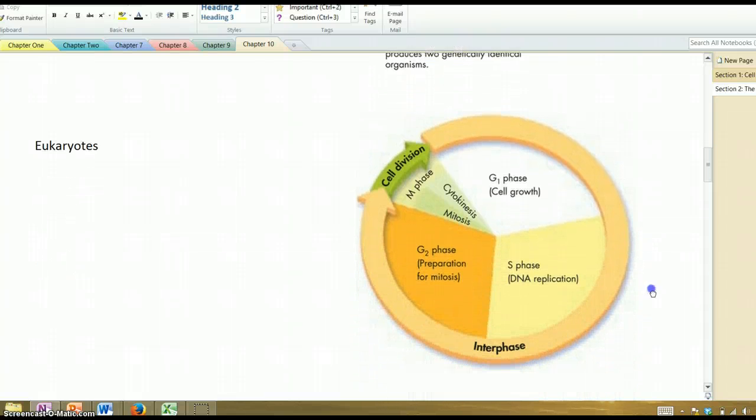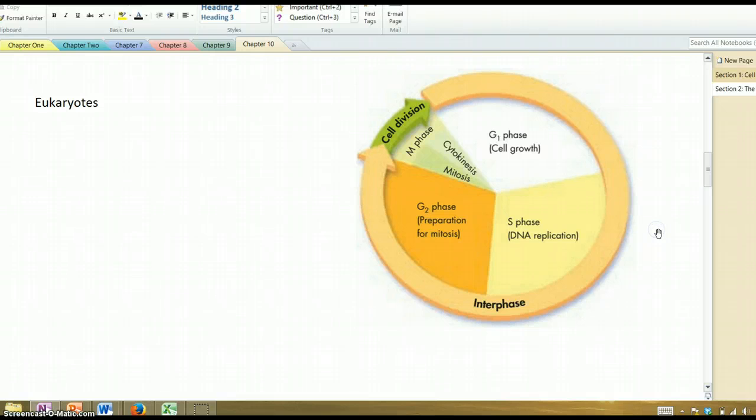All right, so let's look at the cell cycle in eukaryotes. So here's sort of the overall look at it. If we start here, and we head this way, we see that after a cell is produced, of course, it has to grow. And so this first phase of growth is known as the G1 phase. The G actually stands for gap, but we can think of it as growth.